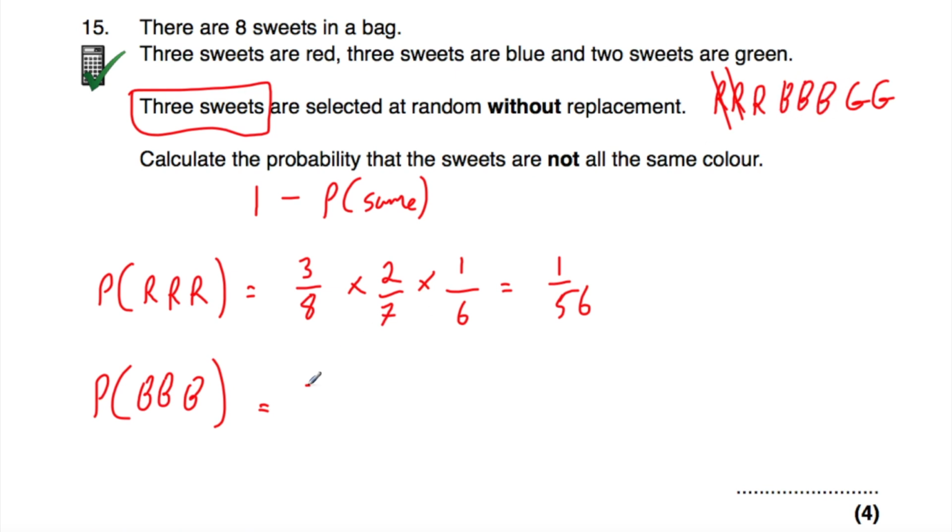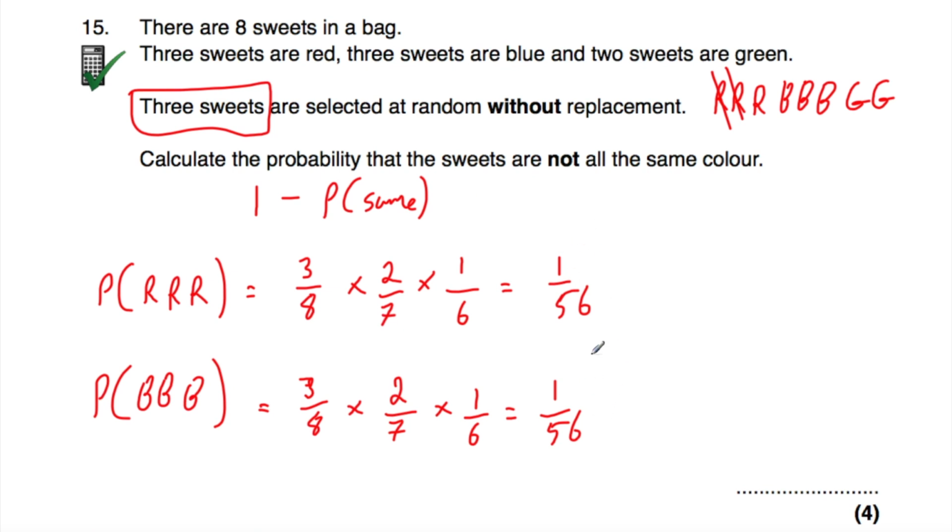So the probability of the first one being blue is 3/8. If it's taken out, the probability of the next one being blue is 2/7. And the last one being blue would then be 1/6. And if we times them all together, we would get 1/56 again. So the probability of getting 3 blues would be 1/56 as well.